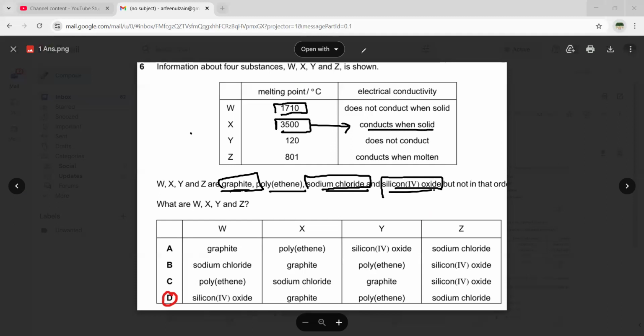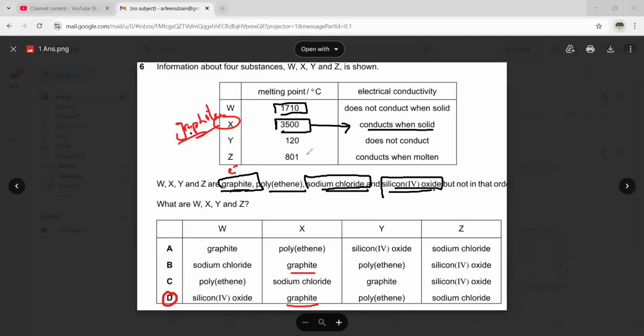So what does this give an indication of? W and X both have a high melting point, but for conducting electricity in solid, graphite has delocalized electrons, free electrons. So graphite can conduct electricity. So according to the property, we identify X as graphite. So either we can have D as an answer, or we can also have B as an answer, because it is conducting electricity when it is solid.